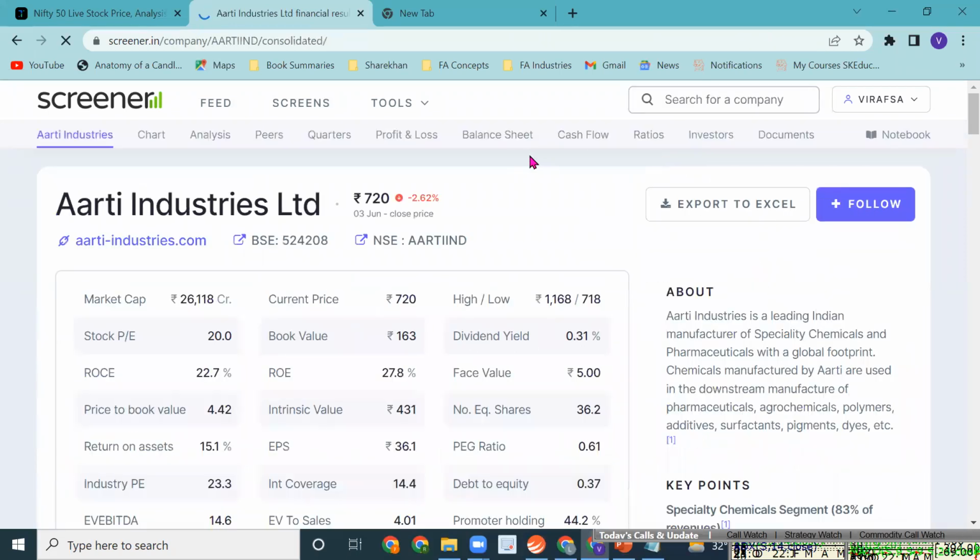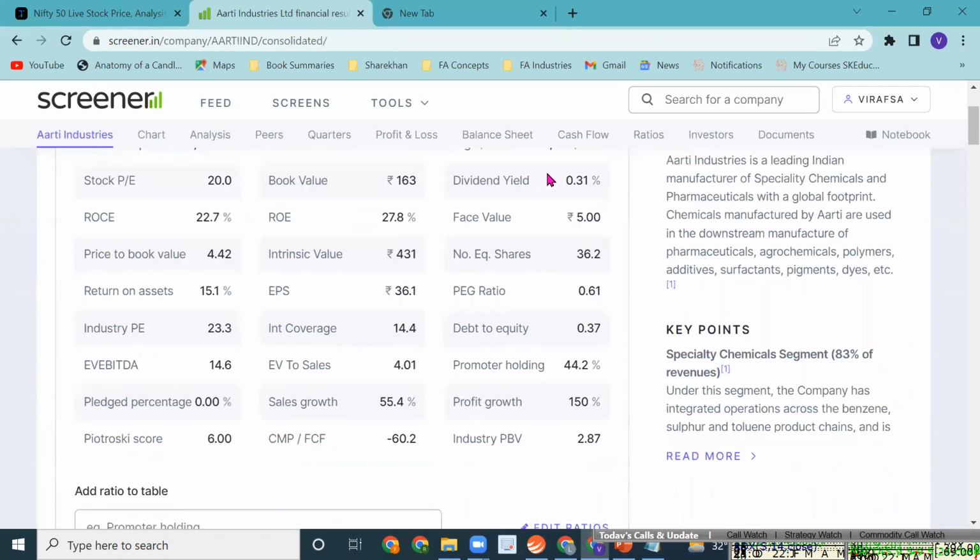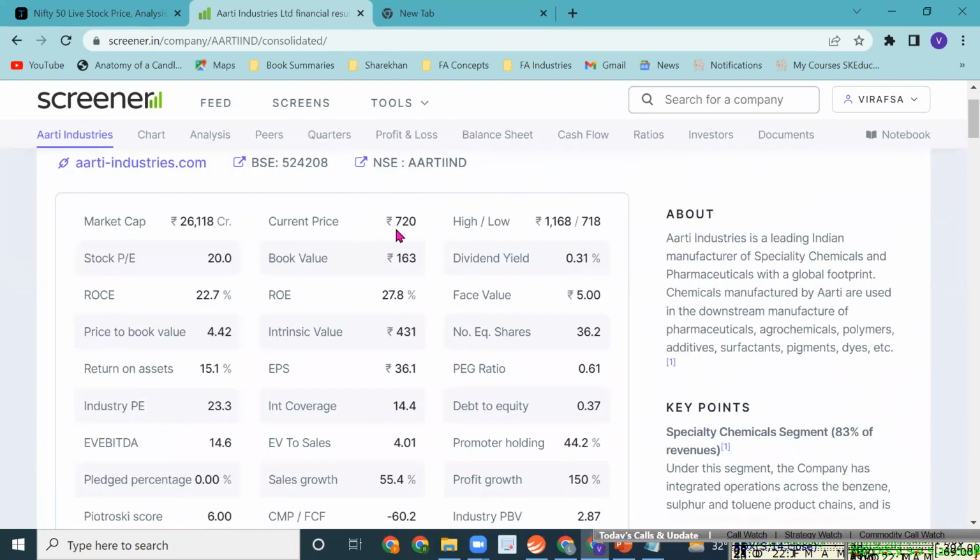Here it is, RT Industries. The current price is around 720 levels. The stock PE is a little high, but still not very, very high. The intrinsic value of the stock should be around 431, whereas it is currently showing 720. So it is actually 1.5 times more. The price to book value is also very high. It should be around 2 or 3.